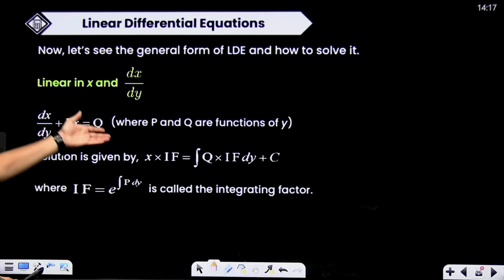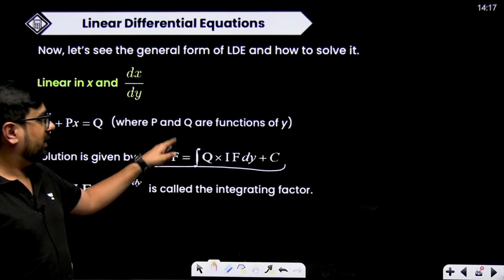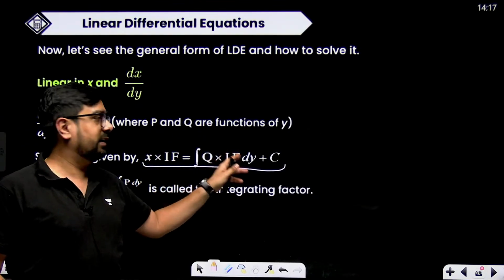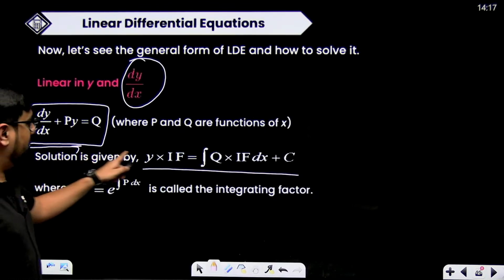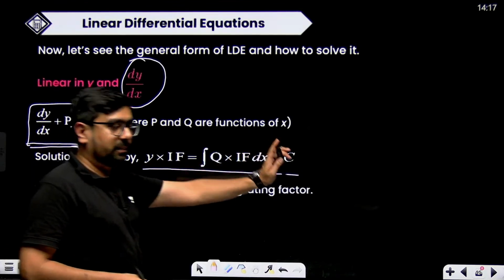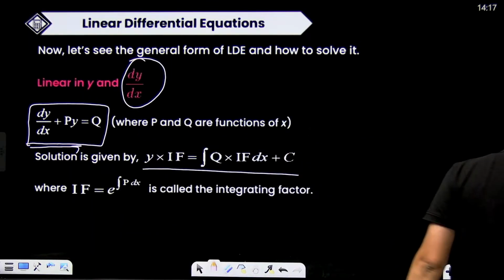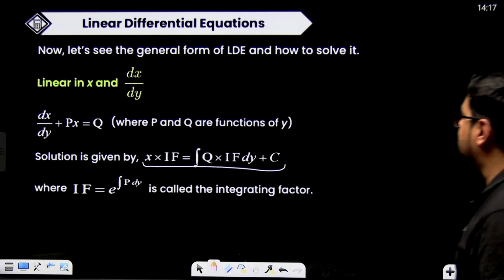Now the solution is given simply. In this case the solution will be x into integrating factor equals integration of q into integrating factor dy plus c, and in the other case we are going to have y into integrating factor equals integration of q into integrating factor dx plus c. This is how you simply get the solution of your differential equation. You won't have to do anything else in this case. We'll see some examples also over here.